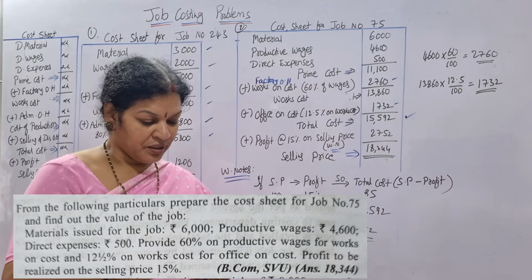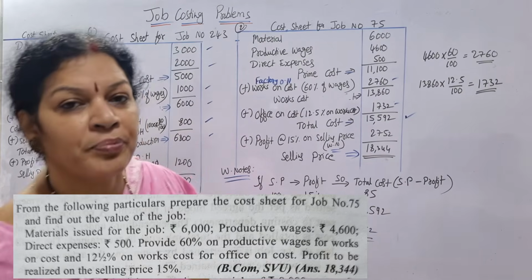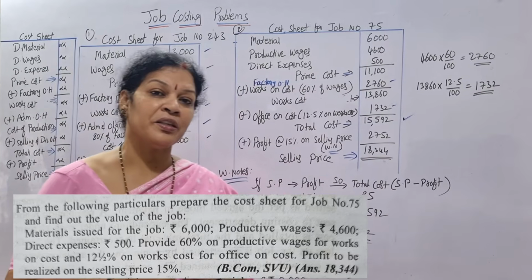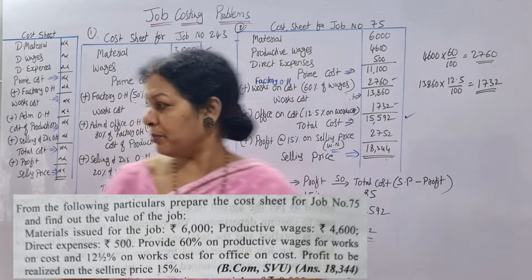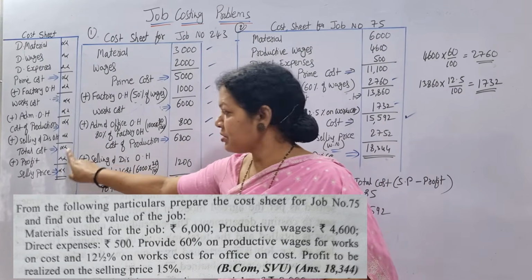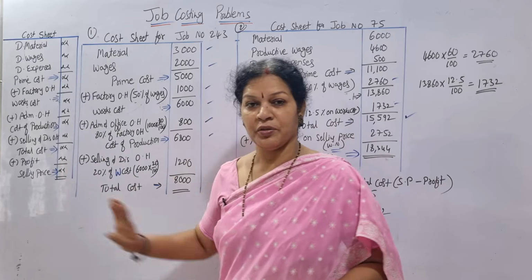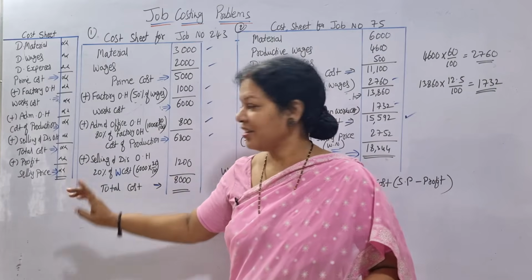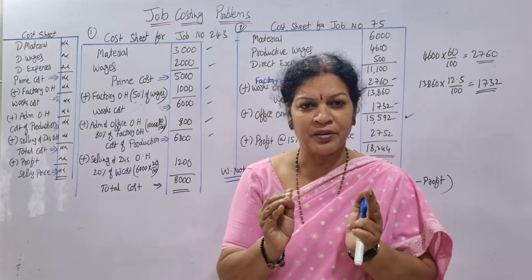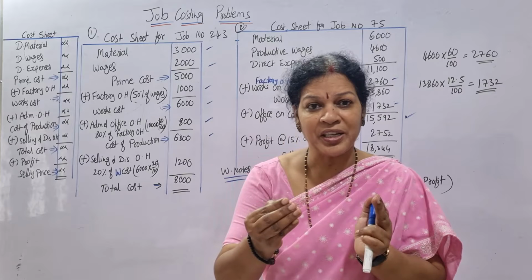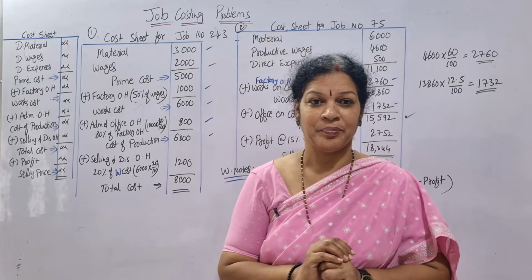At the end of the problem, they said profit to be realized on the selling price is 15%. On selling price, profit they are expecting 15%. This you have to calculate. As per this pro forma, once you get the total cost, if you know the profit, you just add this profit so that you get the selling price. Total cost is how much you spent. To that, if you add the profit you are expecting, you will be getting the selling price.